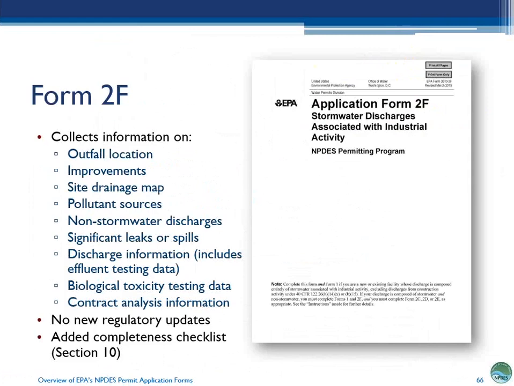Form 2F requests information about outfall locations, scheduled improvements, pollutant sources, and the history of leaks and spills at the facility. It solicits narrative descriptions of pollutant sources, including the materials present at the site. As shown on the next slide, it requires applicants to sample discharges for conventional pollutants and other pollutants regulated in the NPDES permit held by the facility. The form also requests biological toxicity testing data. The NPDES application and program updates rule did not require any updates to Form 2F.